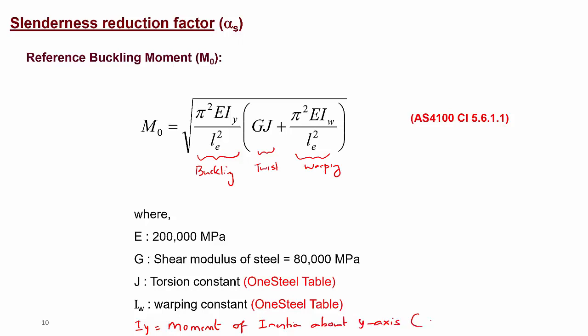And it is also given in one steel table as well. Another parameter given here is LE, which is the effective length of the beam about which the buckling can occur. So we'll discuss how to find the effective length LE. It is different than the effective length that you use in the column design. So LE is the effective length for the beam sections about which the buckling can occur in that section.